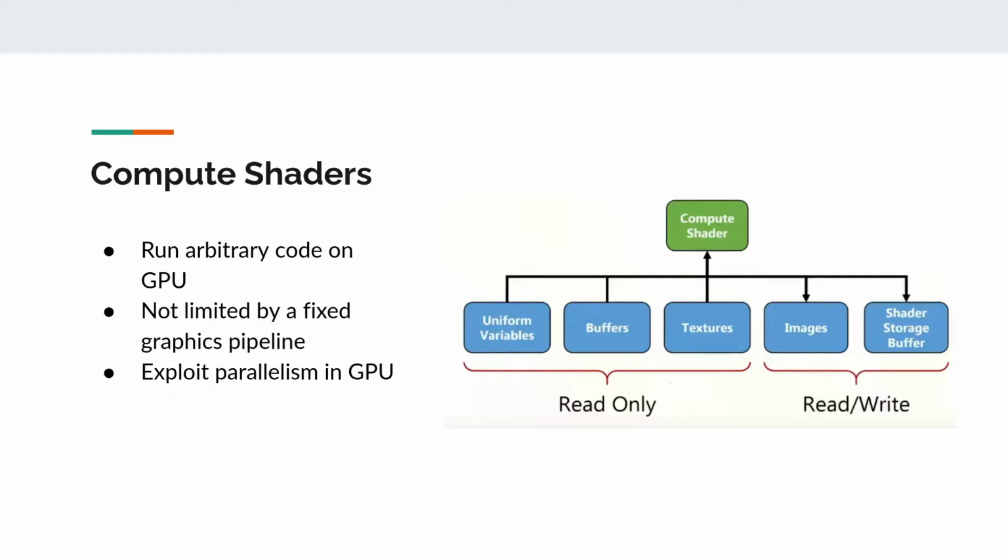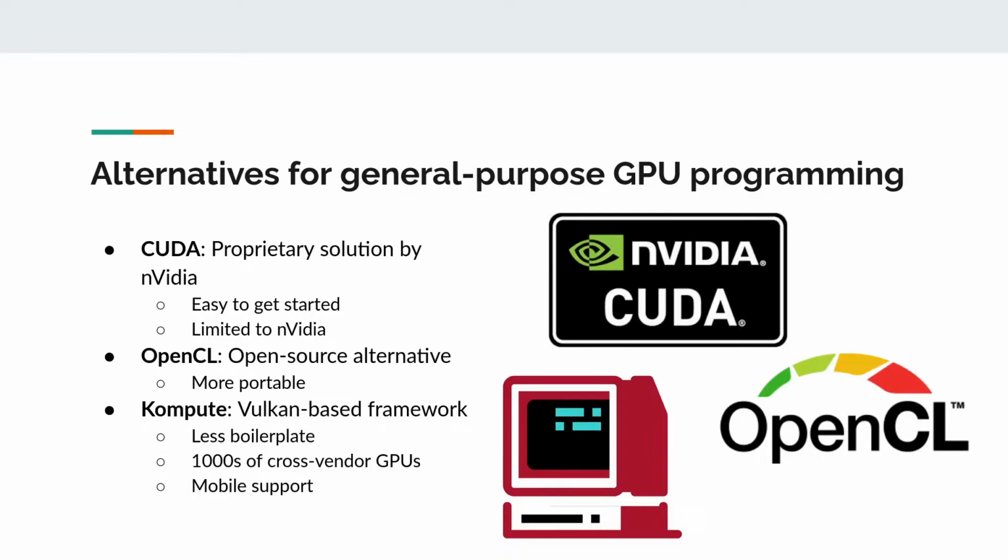Now, if you intend to do general-purpose GPU programming, there are many alternative frameworks and libraries. The most well-known one is CUDA, a proprietary solution by NVIDIA. In my experience, CUDA is easy to get started with, but unfortunately it's limited to NVIDIA, and it's not open source. Therefore, OpenCL aims to be an open-source alternative to CUDA. It's more portable, runs on AMD graphics cards, but I don't have any experience with it.